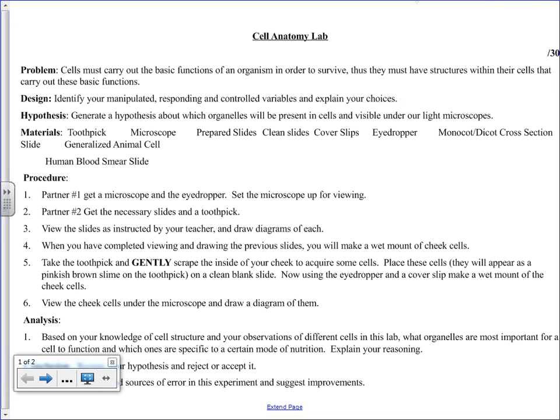All right, so what we got to go over here, guys, is the cell anatomy lab. You just handed in the microscopy lab, and I wasn't too worried about whether you labeled things on those diagrams correctly or not, but I'm going to be a lot more worried about it on this lab. Now, we're going to be looking at 4 different things, 4 different cells. Our purpose in doing that is to investigate this problem. Cells have to carry out the basic functions of an organism in order to survive. Thus, they must have structures within their cells that carry out these basic functions.